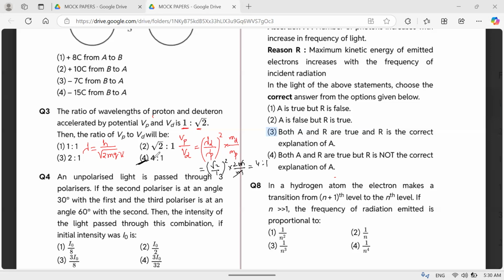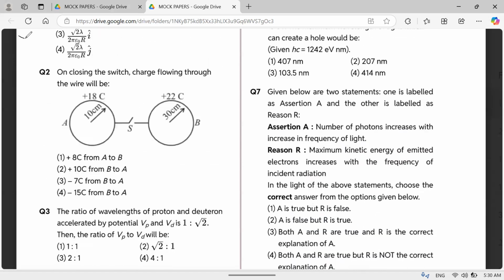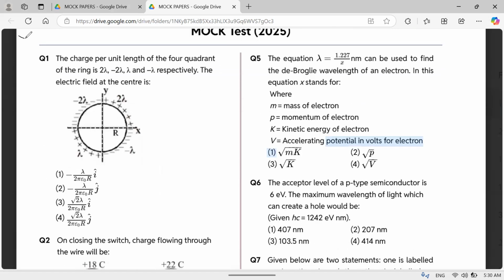Yes, sir. Fourth one is wave optics. We'll do it later. Then fifth one is again atomic physics. We should try to do it all.